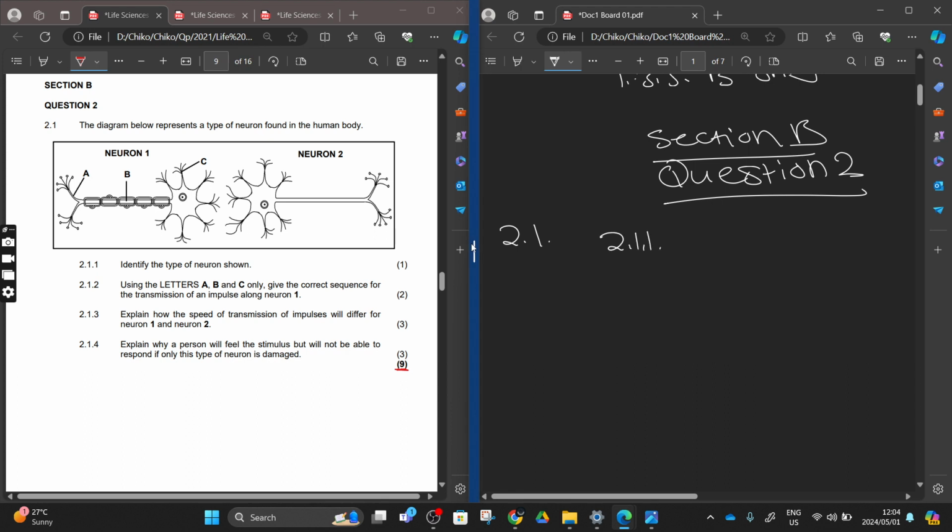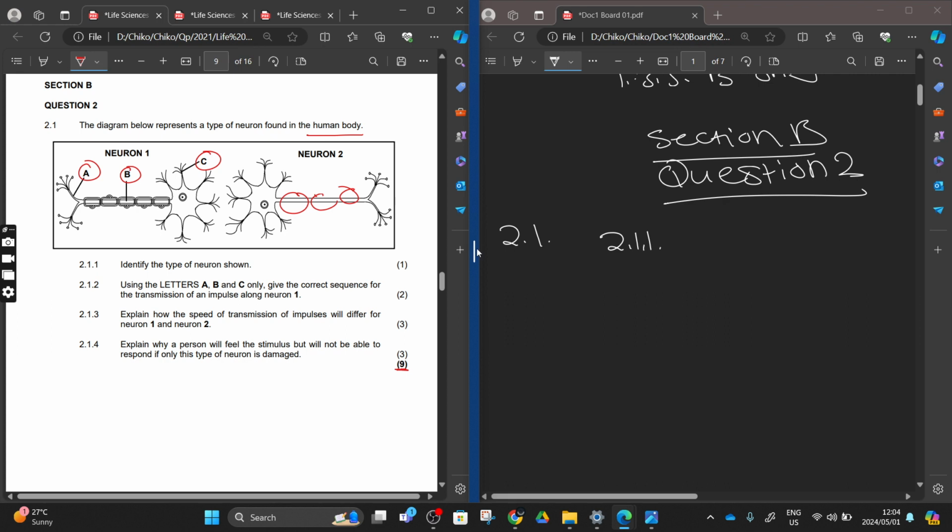Then here, this is the thing, 2.1.1. As keys, yes, we have the neuron, right? We decode the question. Before you can answer, you decode the question. As you can see, the diagram below represents the type of neuron found in our human body. They didn't tell us the name of the neuron, so let's expect to be asked which type of neuron this is. And then we can see this one is not myelinated, so the speed there, you are decoding, right? And then here we have the dendrites, the axon, and the axon terminal. You decode, right? After everything we are done, we can move on to our question.